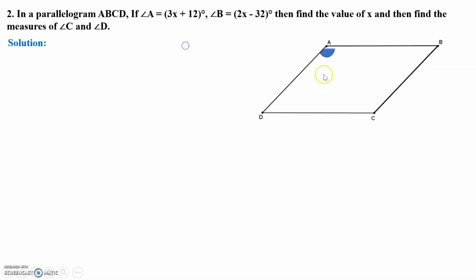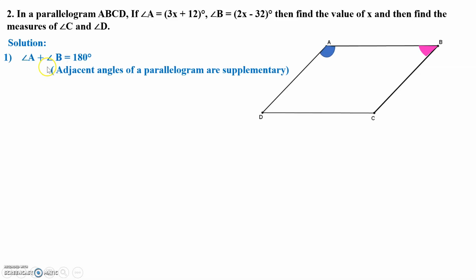Now we know that angle A is given 3x plus 12 and angle B. What type of angles are they? They are adjacent angles. So we know the relation. Adjacent angles of a parallelogram. Okay, A and B, B and C, C and D, these are adjacent angles. Okay, you have to go in order. So we know the relation, that is angle A plus angle B is 180 degrees. Adjacent angles of a parallelogram are supplementary.